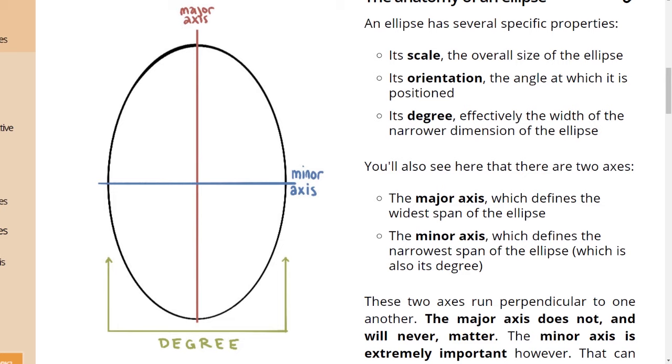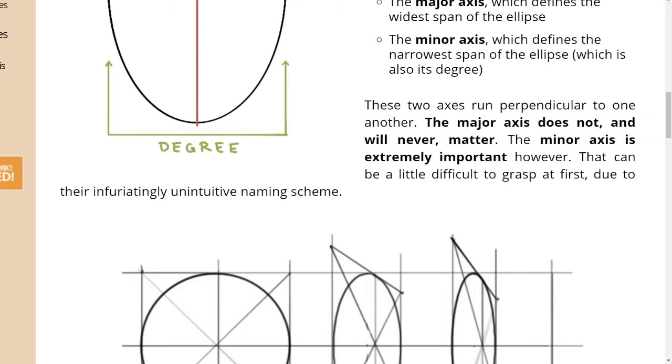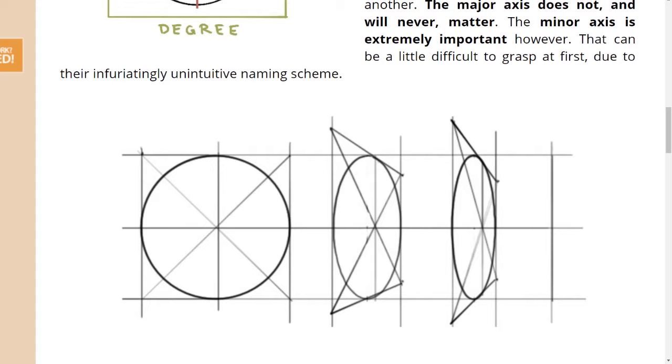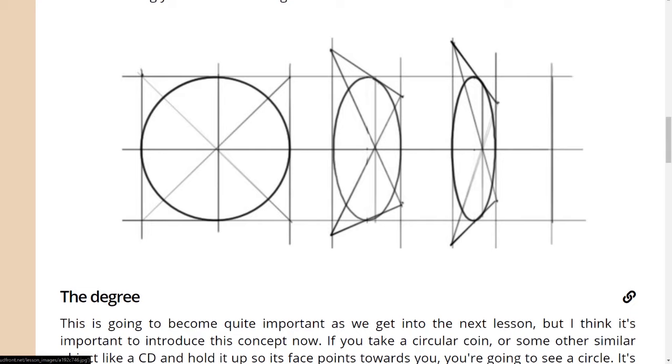There's a picture. Take it in. These two axes run perpendicular to one another. The major axis does not and will never matter. The minor axis is extremely important, however. That can be a little difficult to grasp at first due to their infuriatingly unintuitive naming scheme. So we don't care about majors, we care about minors. Oh, look, a picture. Oh, some ellipses. Okay. More reading.